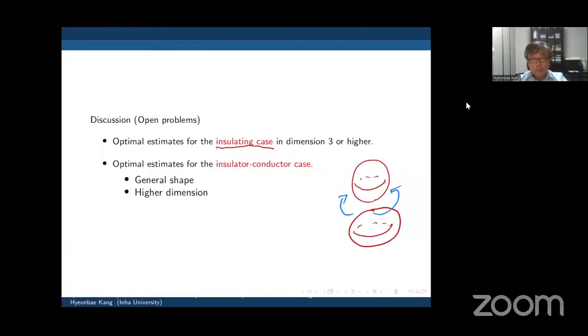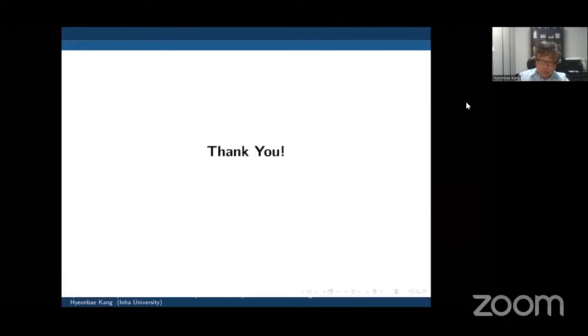Optimal estimates for the insulator-conductor case. Insulator-conductor means that K1 is 0 and K2 is infinity. Only in the circular case do we know the gradient is bounded. But how about the general case? General shapes or higher dimensions? Nobody knows. It's just the beginning of the story. And also the estimates of higher order derivatives. These are very good problems. Thank you for your attention.